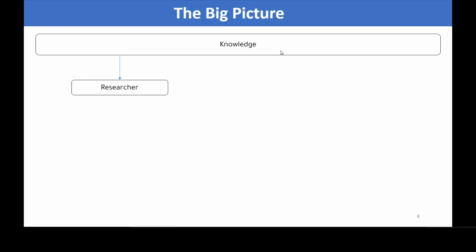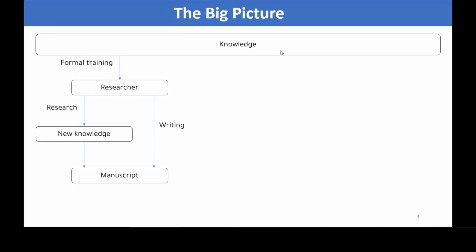So how does a researcher become a researcher? Through formal training, and it is long training. Probably you are undertaking these things. For example, the master's degree and the PhD degree are just part of the formal training. Then the researcher should produce new knowledge, usually by doing some research. In parallel with that, they will do some writing, and the writing will produce a manuscript. So the new knowledge will be delivered in the form of a manuscript. There are two parts of the manuscript: the style and the content. The content is the king, the style is very important.